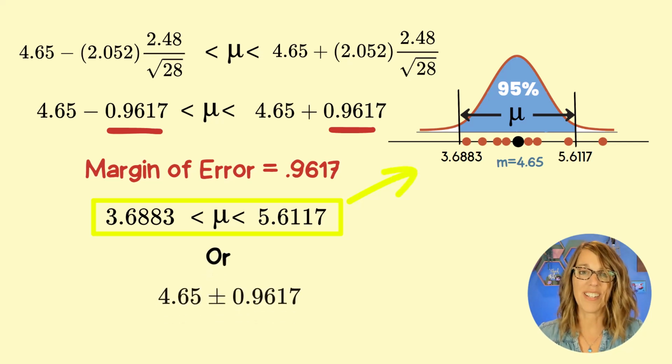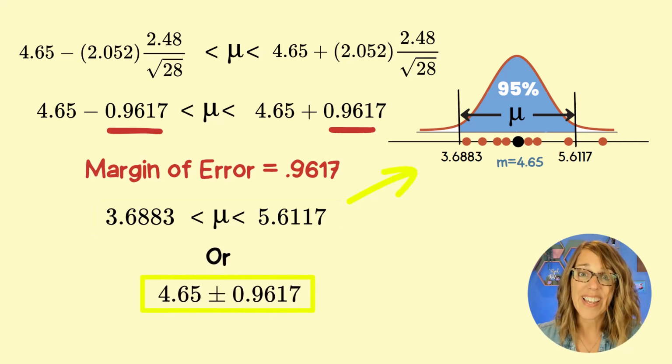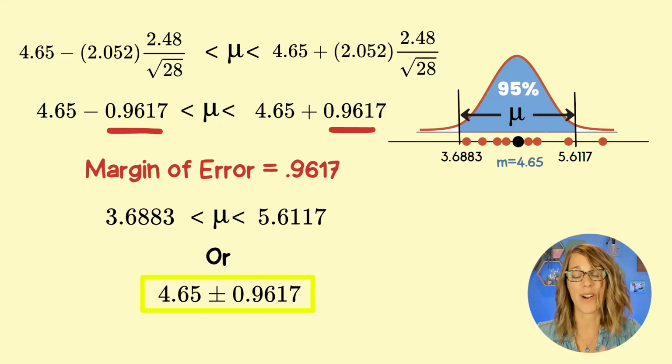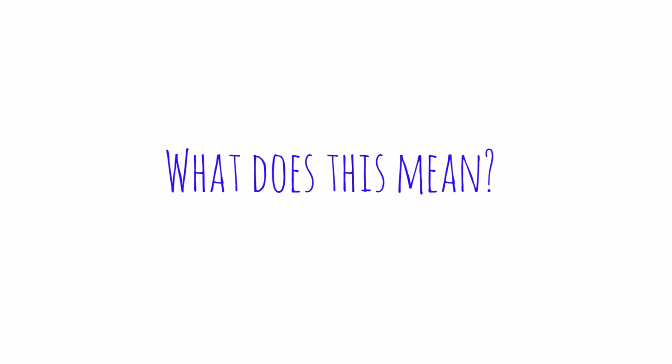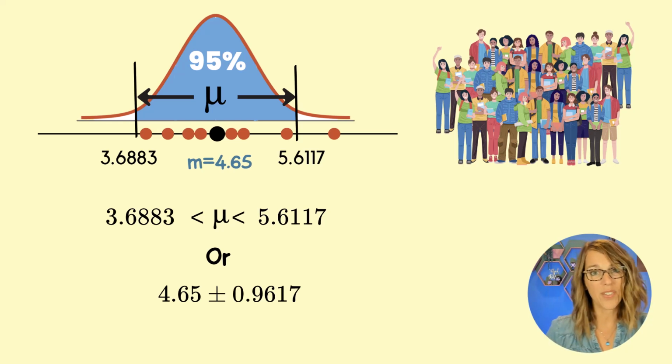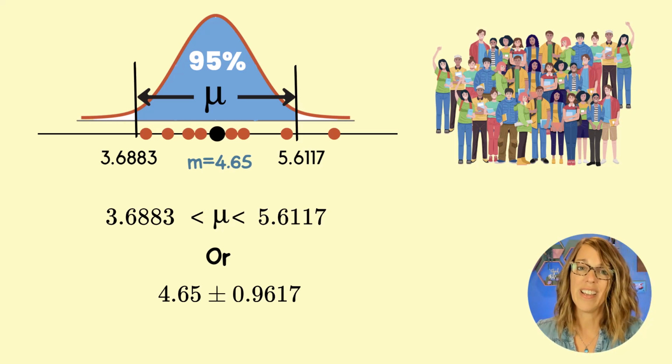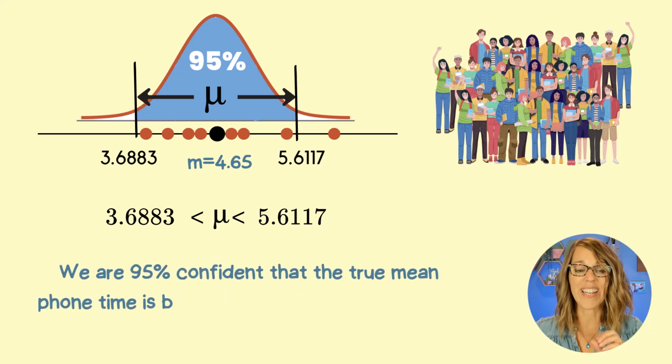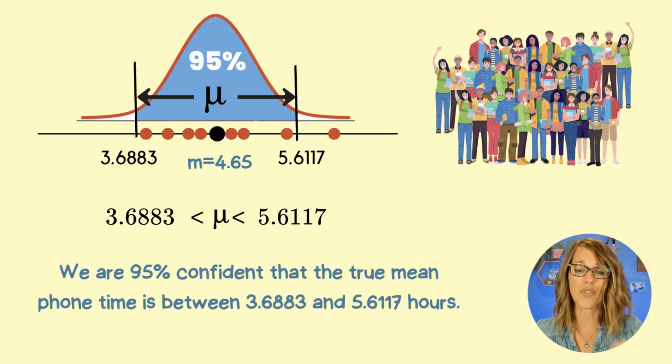We could also express this using that sample mean as our point estimate plus or minus the margin of error. Now, I promised I would tell you exactly what this means, and there's a few different ways to word your conclusion. A really common way of wording your conclusion is saying this: we are 95% confident that the true mean phone time is between 3.6883 and 5.6117.